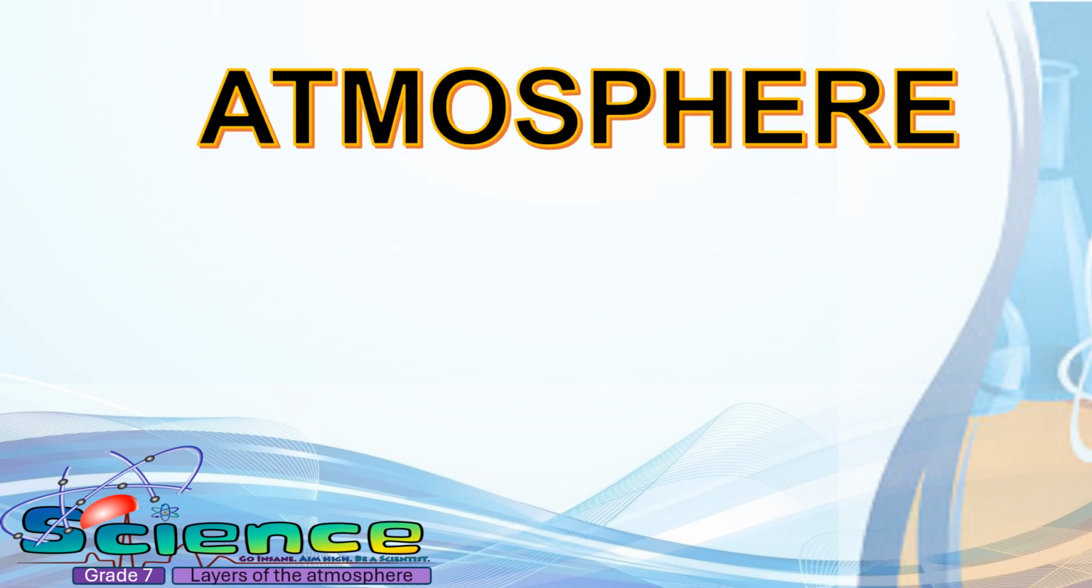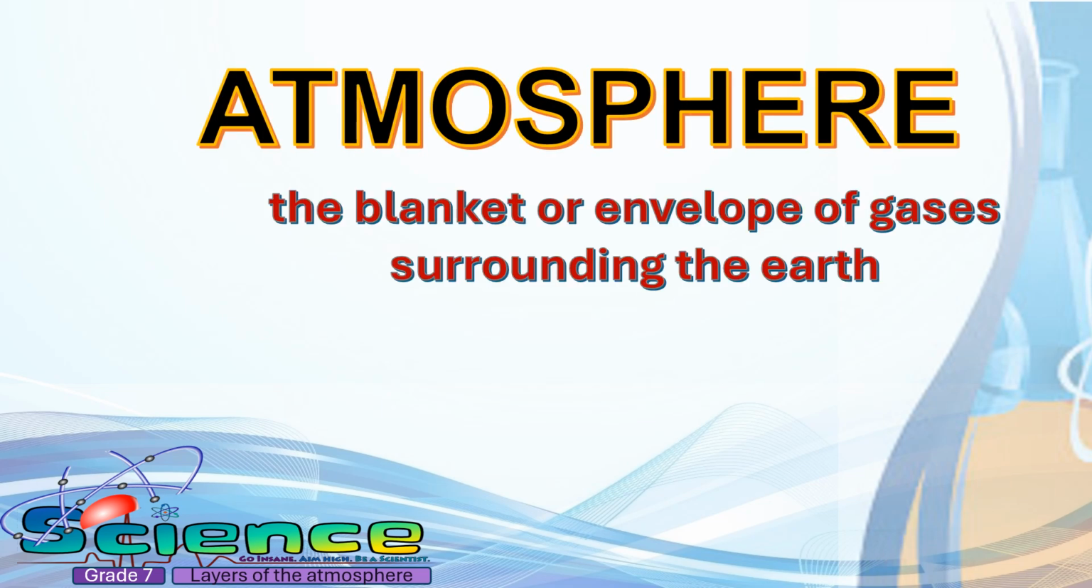The atmosphere is the blanket or envelope of gases surrounding the Earth. The atmosphere that surrounds our planet is very important. It keeps us warm, gives us oxygen to breathe, and it is where weather happens. It also keeps the overall temperature of the Earth fairly steady, especially between night and day.